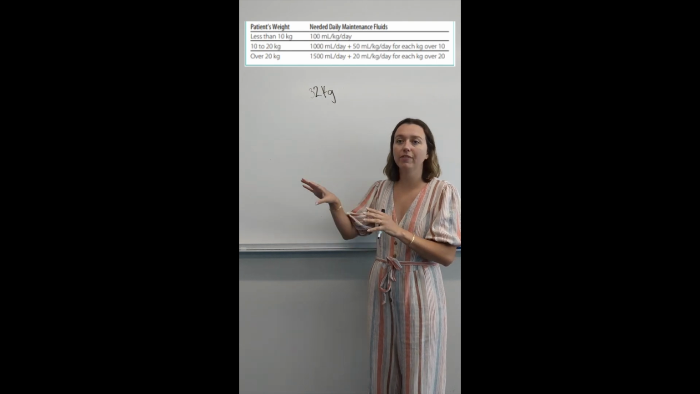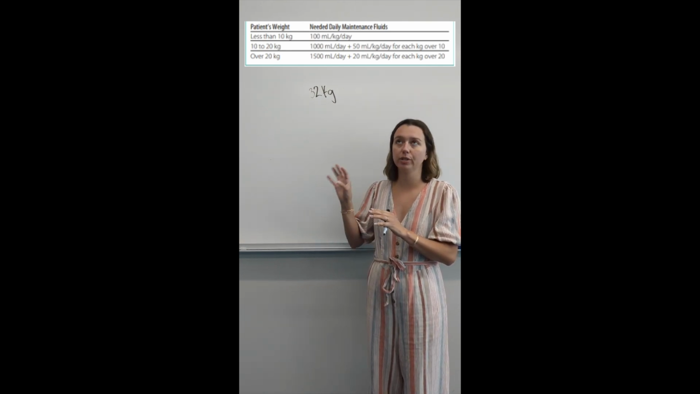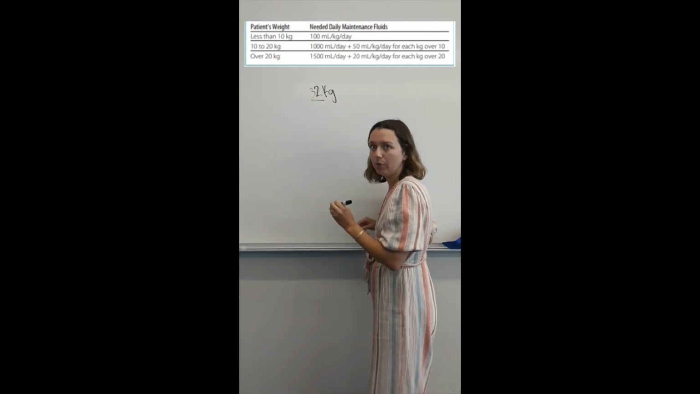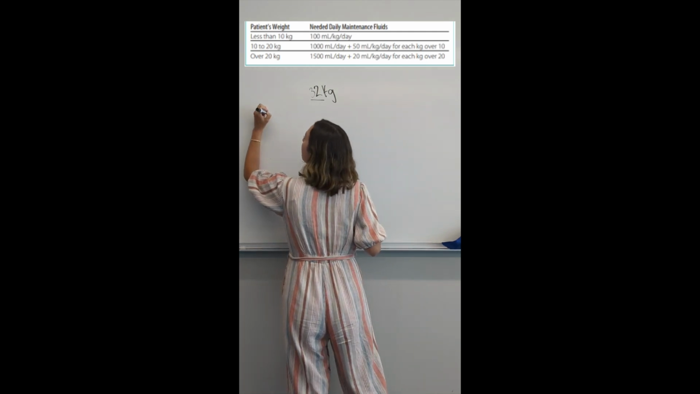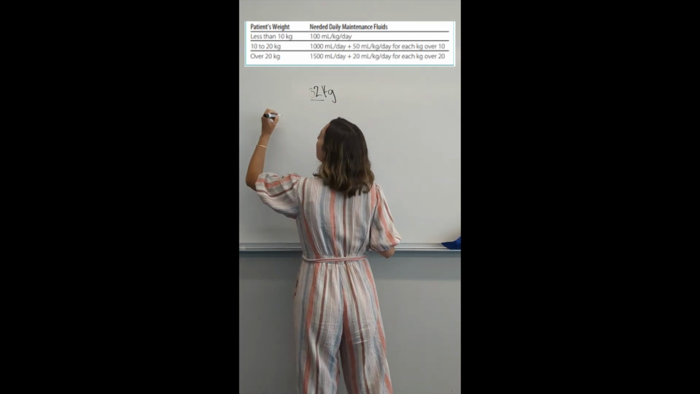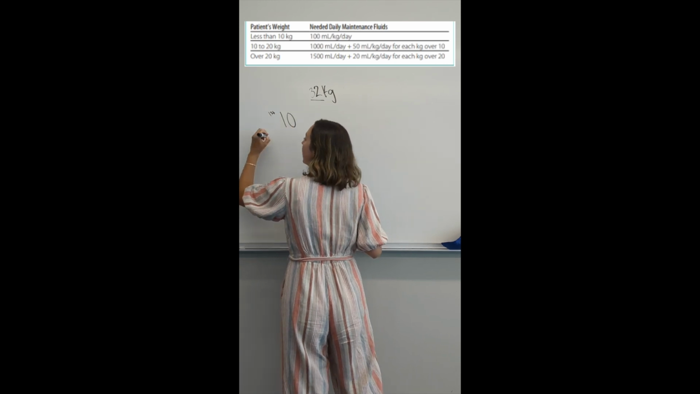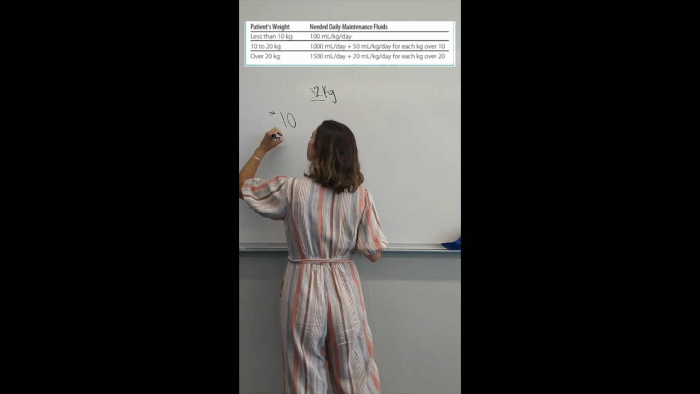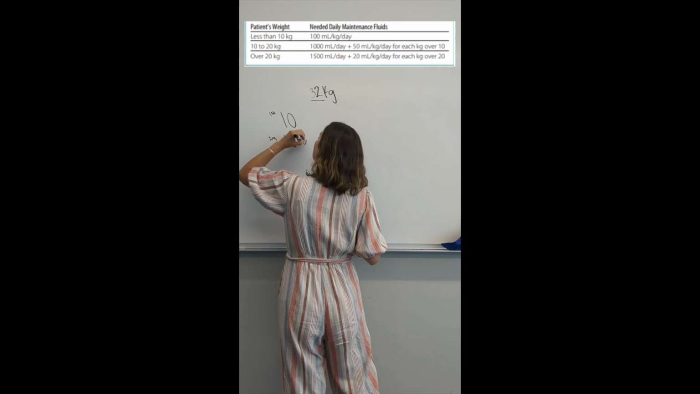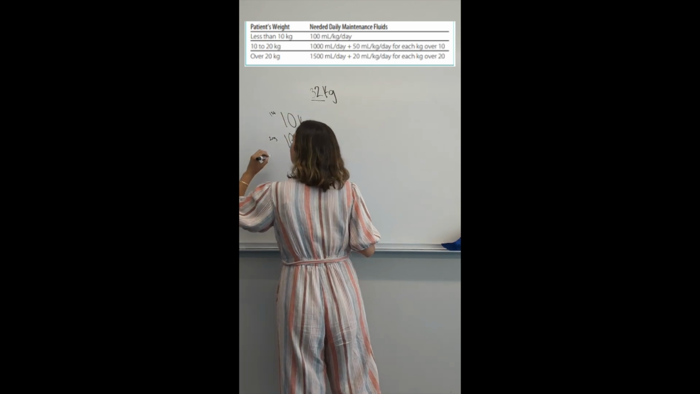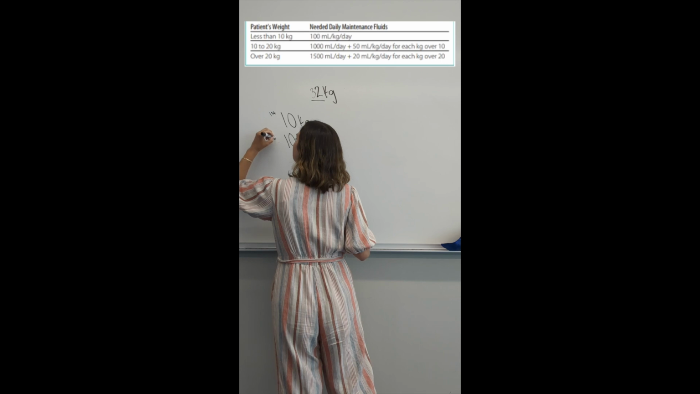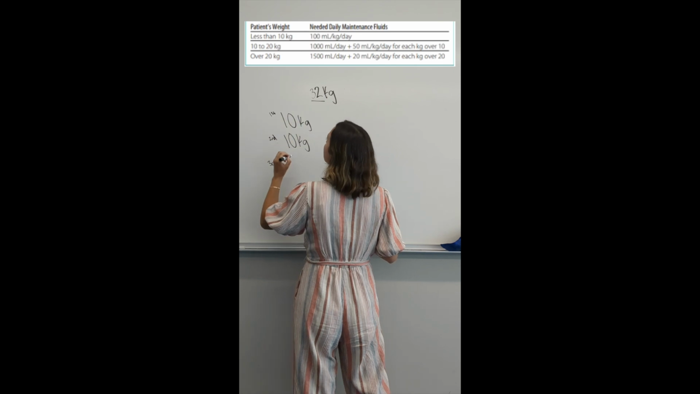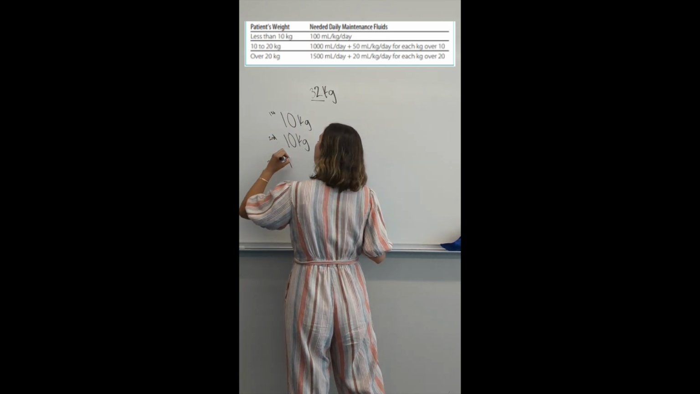You see how on the chart we have three different columns and three different rows. So we're going to break down this weight into those three different rows. Our first row is talking about the first 10 kilograms. Our second row is talking about our second 10 kilograms. And then our third row is whatever's left. This is how I like to break it down. So we have 10, 20, we have 12 kilograms left.